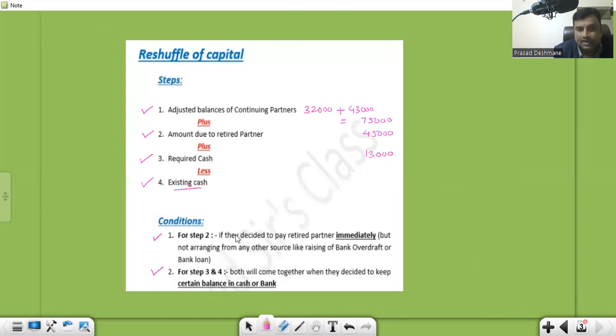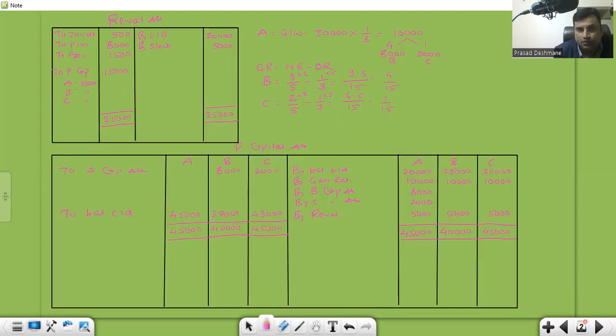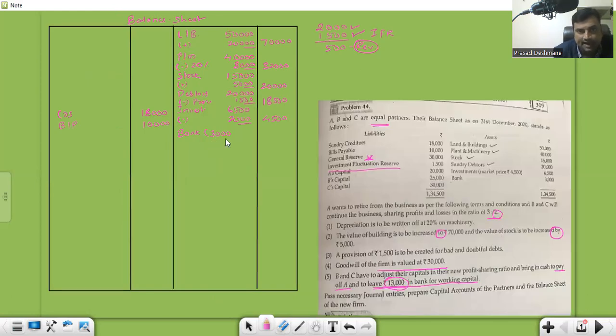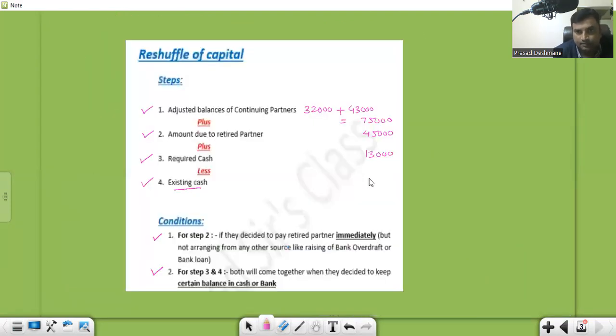And less existing cash. What is the existing cash? Check in the balance sheet. How much existing cash is there? 3,000. So that is called existing cash. So I'll subtract that. Okay. Correct? Because this is less, right? That's why I'll subtract. So 75 plus 45 plus 13 minus 3. 75 plus 45 plus 13 minus 3 is equal to 1,30,000.